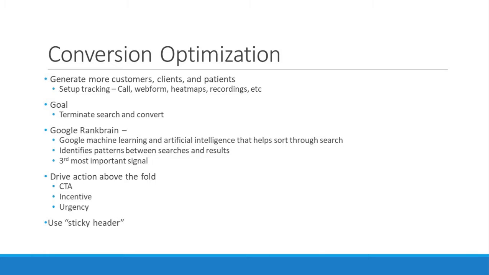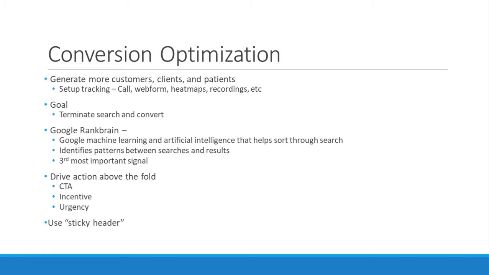Now, one of the things that makes conversion optimization very important, outside of just trying to get customers and clients, is that Google RankBrain plays a factor in this. Google RankBrain is Google's machine learning and artificial intelligence that helps sort through search. It identifies patterns between searches and results, and it's the third most important signal for ranking.